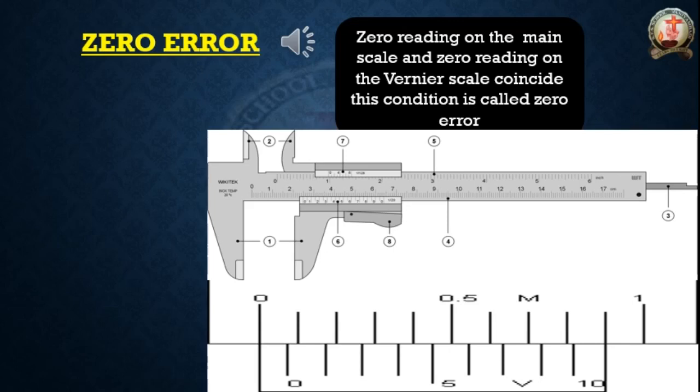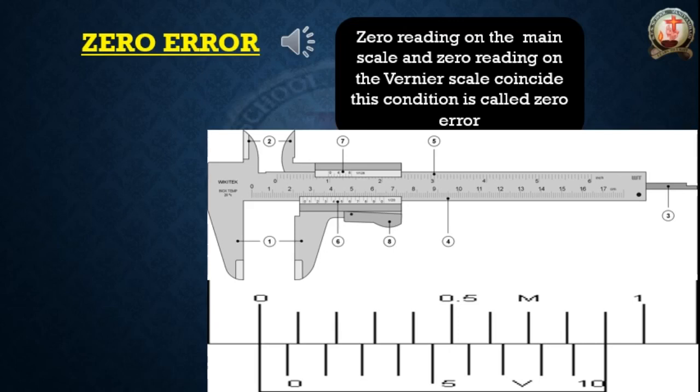So please see the second figure. At the top, the upper scale with 0, 0.5, 1 is the main scale, and the lower scale with 0, 5, 10 is the vernier scale. In this figure, what you have to observe is that the 0 reading on the main scale and the 0 reading on the vernier scale both coincide. Please observe carefully.